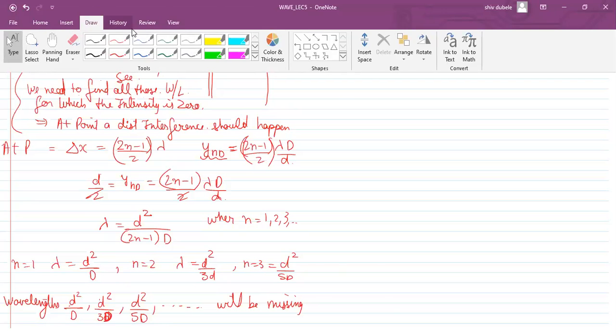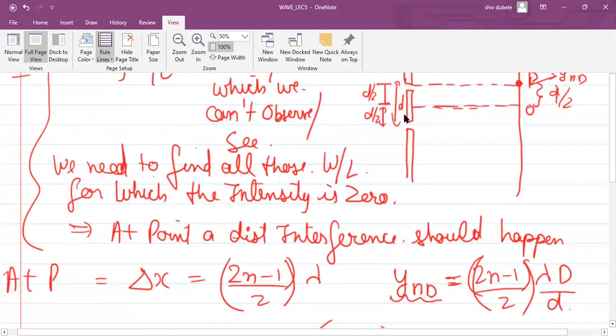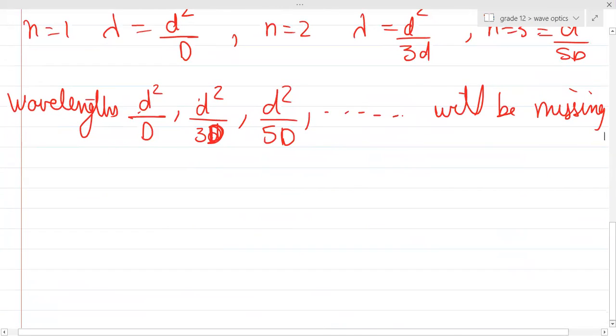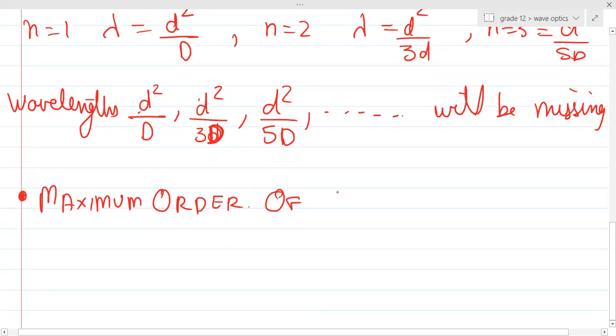Okay. So 100% again. Please write the next heading: the maximum order of interference fringes.